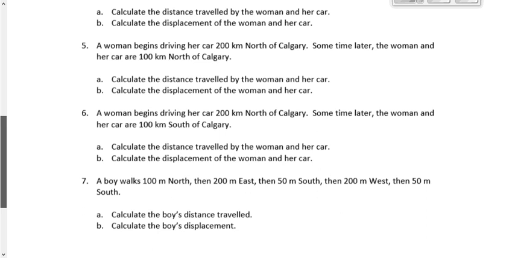What's the distance traveled by the woman in her car? What's the displacement of the woman in her car? To be honest, displacement is often easier to find than distance. Even though it's a vector and direction matters and we have to deal with positives and negatives, displacement is often easier to find. I'm going to do that one first here, actually.